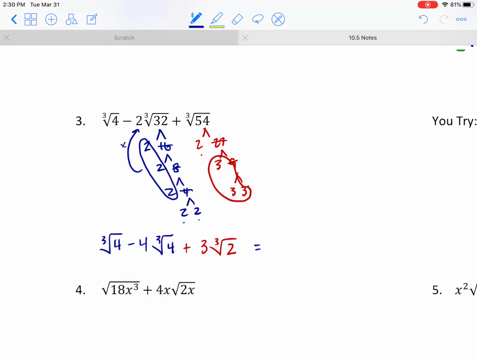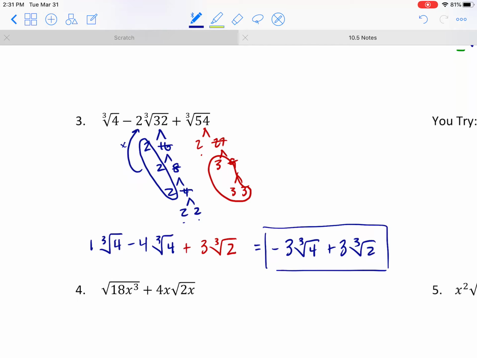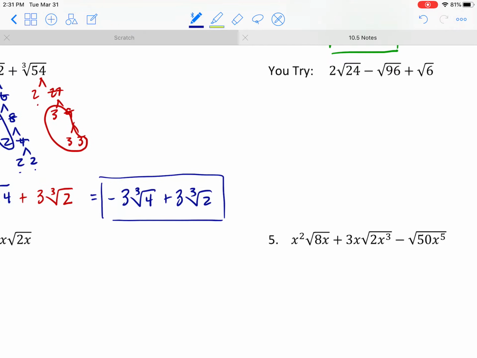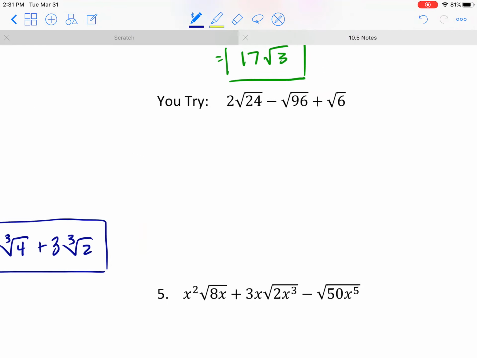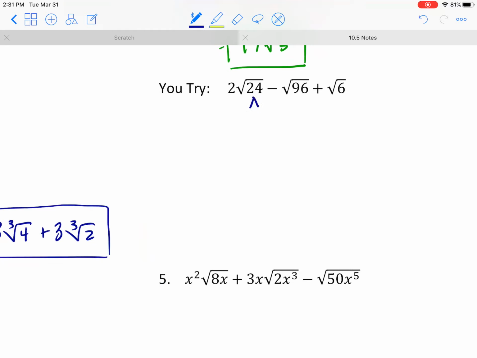Now the first 2 radicals are like radicals, so I can put them together, but I can't combine a cube root of 2 with a cube root of 4. So we're going to end up with 1 minus the 4. 1 minus the 4 is going to be negative 3 in front of the cube root of 4. And then I have plus a 3 cube root of 2 that I cannot combine. And that would be my final there.